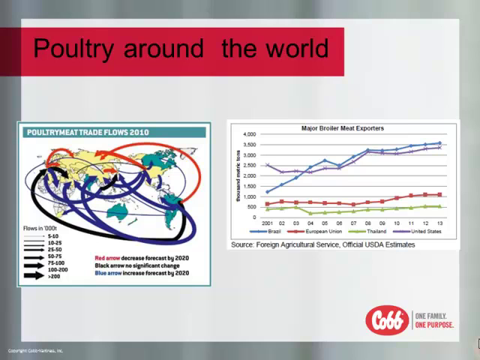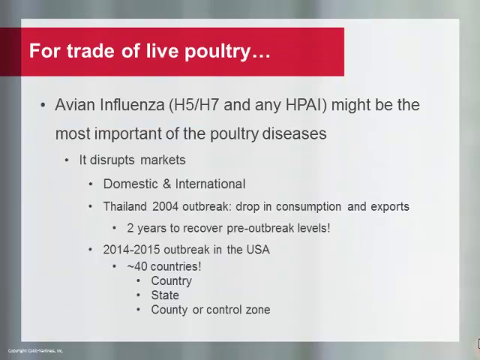Thailand is one that appears there that I believe I have later as one of my examples for the issues we face in exporting live baby chicks. So for trade of live poultry, avian influenza is by far one of the most, or perhaps even the most important diseases, because of the disruption in the markets that it can cause.